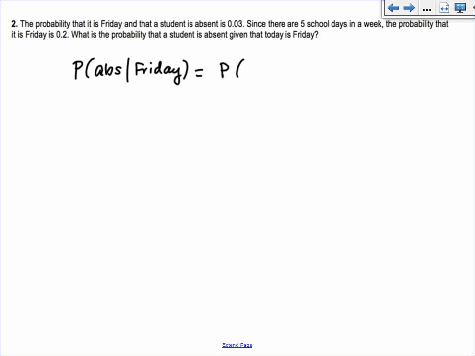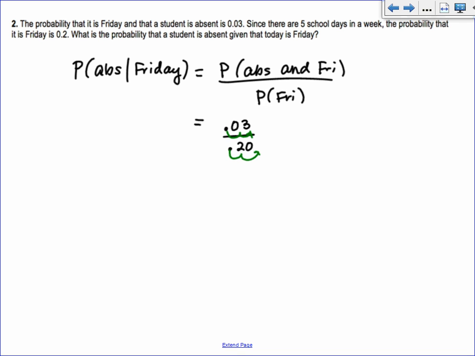So it works out to be the probability that they're absent and it's Friday divided by the probability that it's Friday. So absent and Friday is 0.03. The probability that it's Friday is 0.2, so I'll write it as 0.20. So if you move your decimal place over twice on both of them, you end up getting 3 over 20. Right, so if you do 3 divided by 20, it's the same as 15 divided by 100, so it's 0.15. Okay. All right, next up.